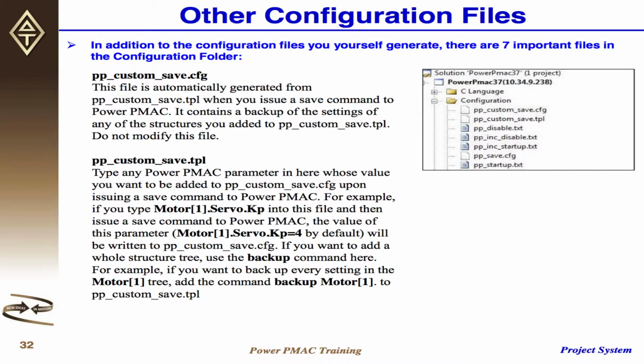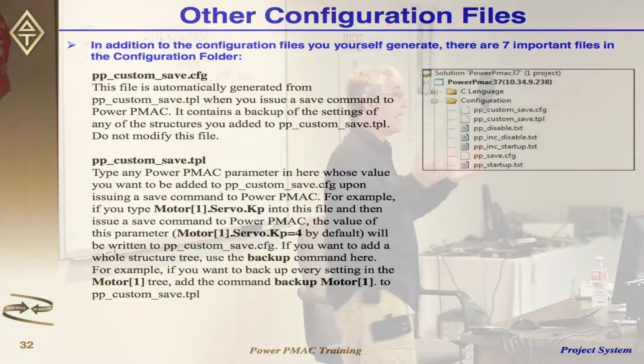That is contained in pp_custom_save.tpl. .tpl files are basically a set of script commands that tells what Power PMAC is going to upload, what Power PMAC is going to save. There is one called pp_save.tpl, which is our generated TPL file, which tells us to save everything in Power PMAC.